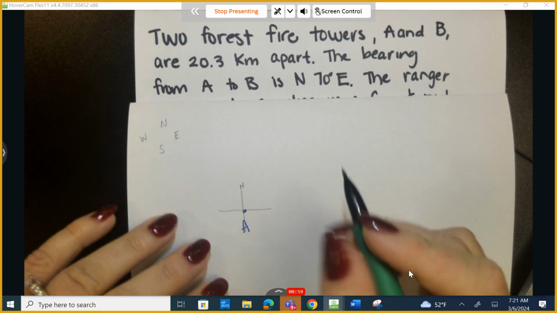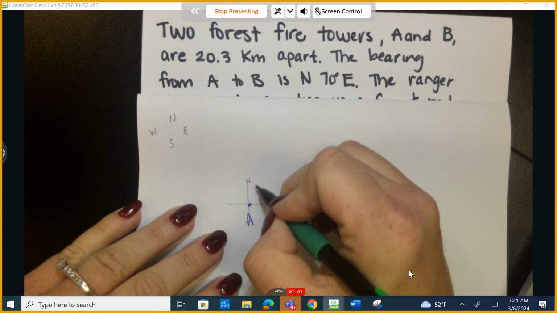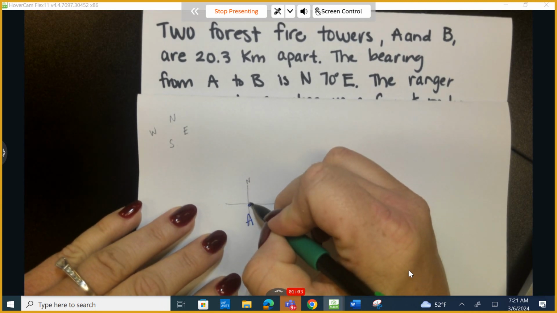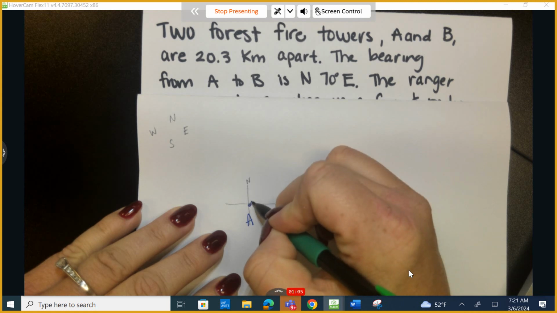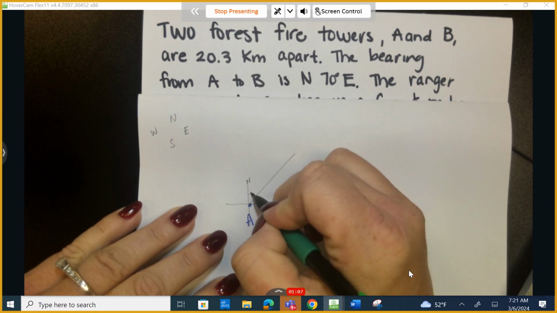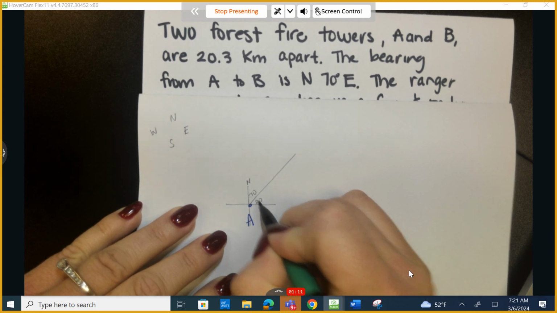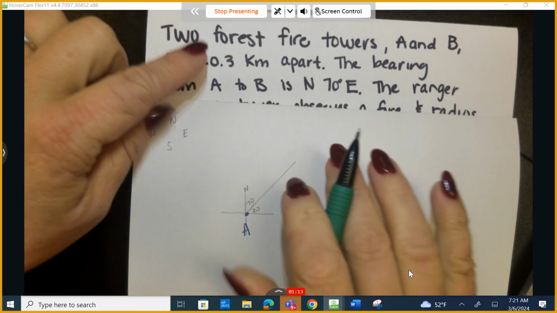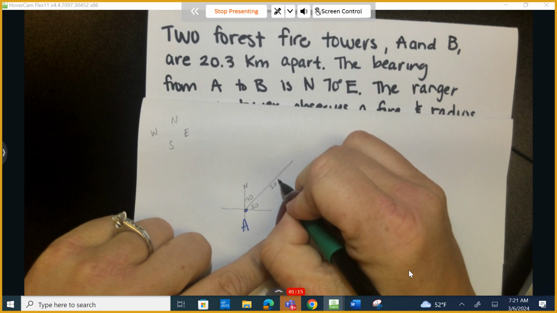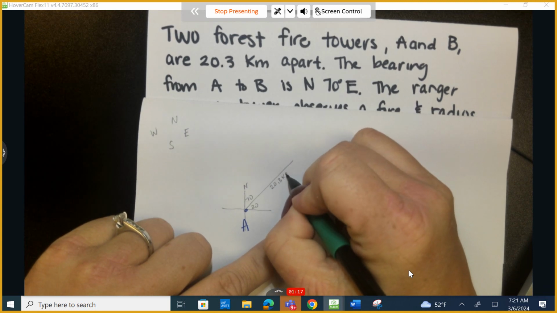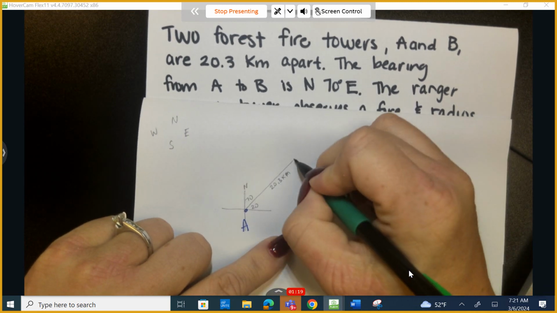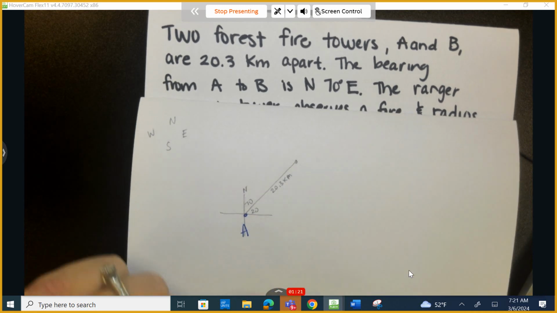Okay, that's really cute. So anyways, I'm going to go north, and then I'm going to swing to the east 70 degrees. But this is just an approximation. This is 70. I have a right angle here, so 70 plus 20 gives me 90. Now this distance is going to be 20.3 kilometers, and then I'm going to meet point B. So this is going to be point B.